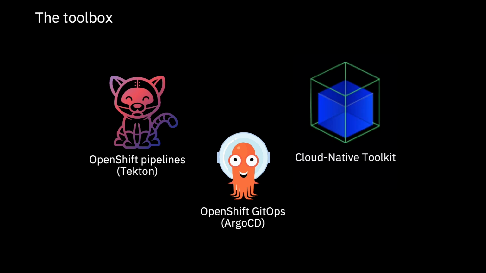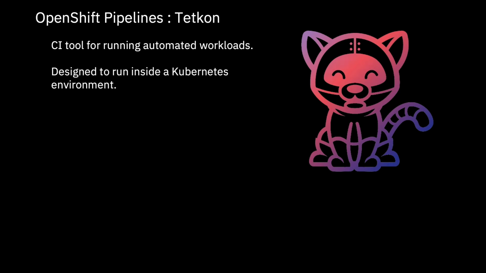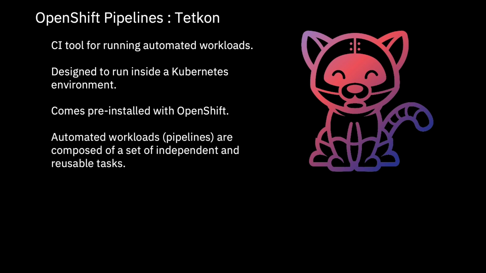Let's start with OpenShift pipelines. Techzone is a CI tool that allows you to define a workflow that can be executed in a number of different ways. This is a great way to automate your CI process and get your application up and running in a matter of minutes. Techzone is a Kubernetes native tool that comes pre-installed with OpenShift. We define Techzone workflows using YAML files, just like any Kubernetes resource.